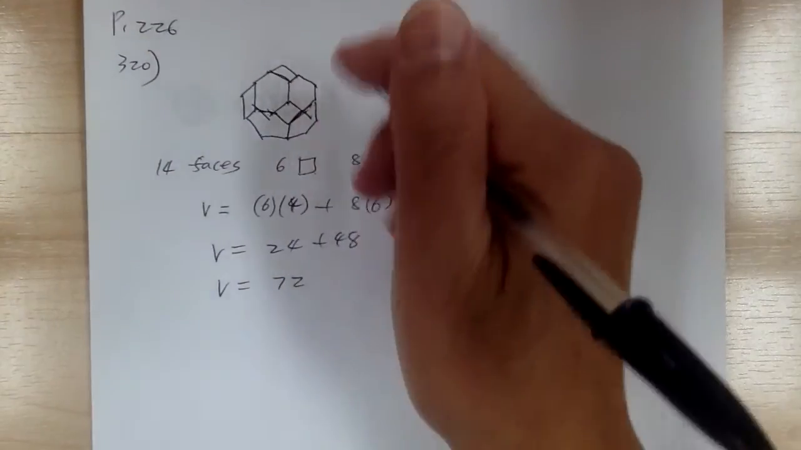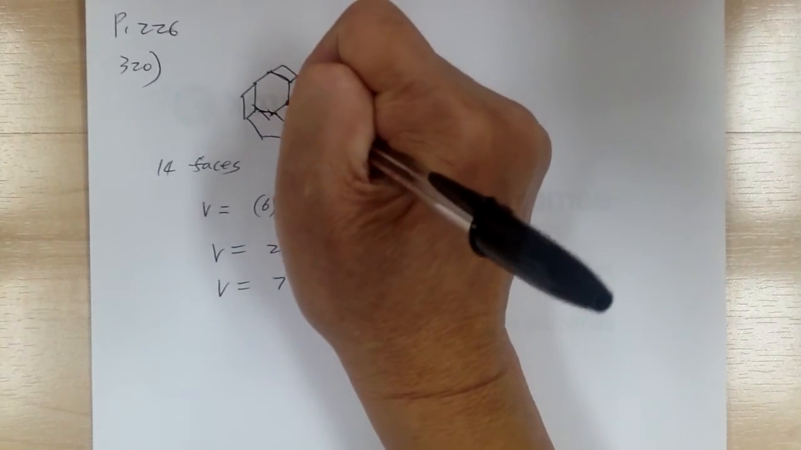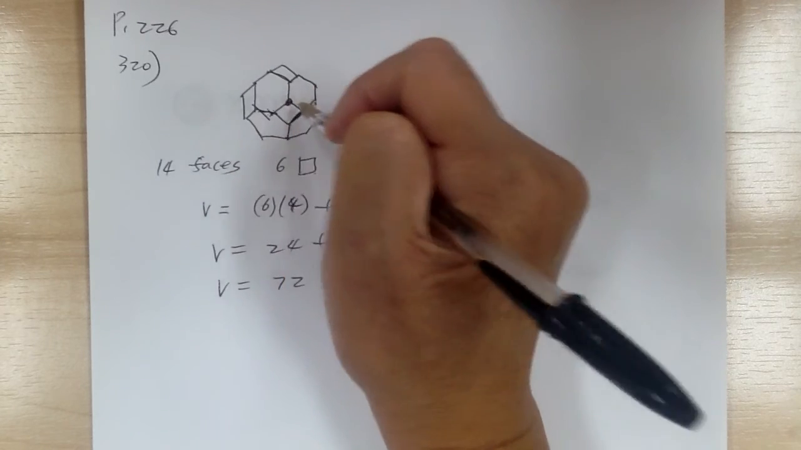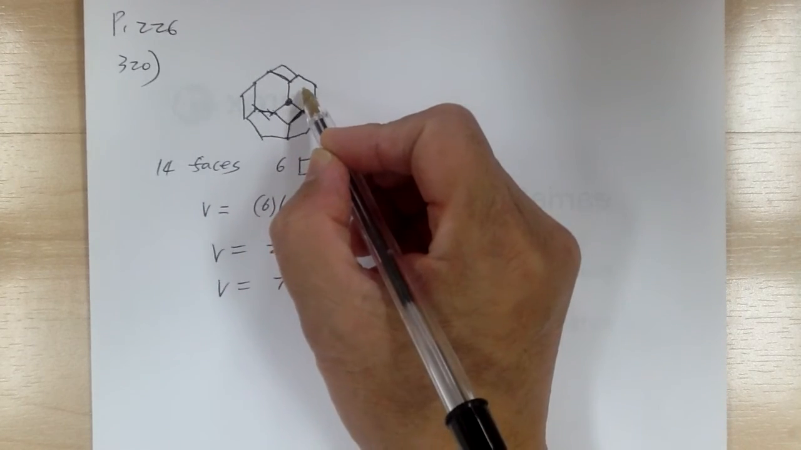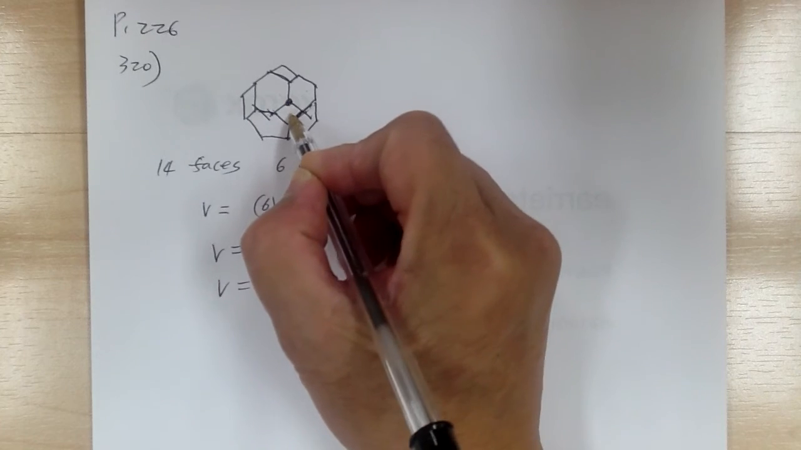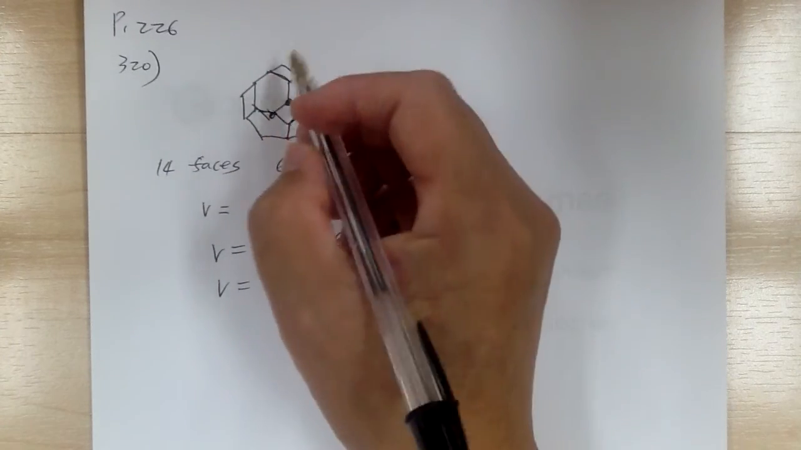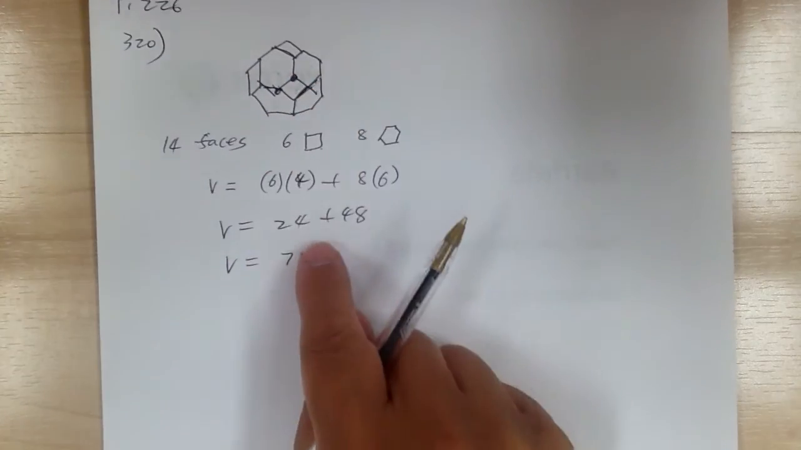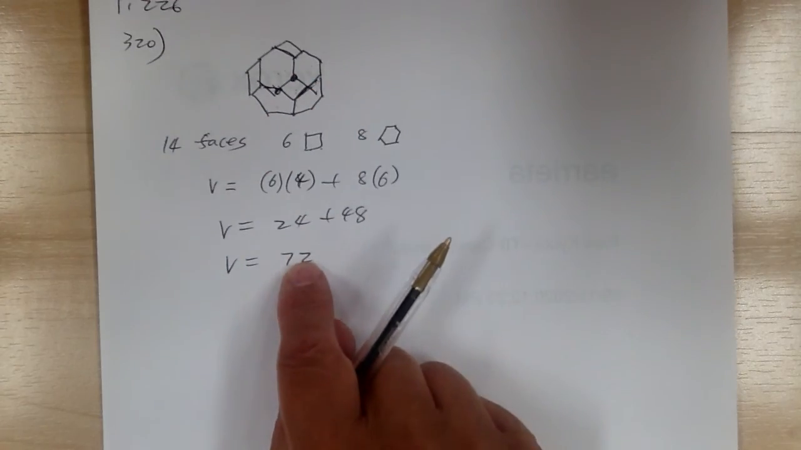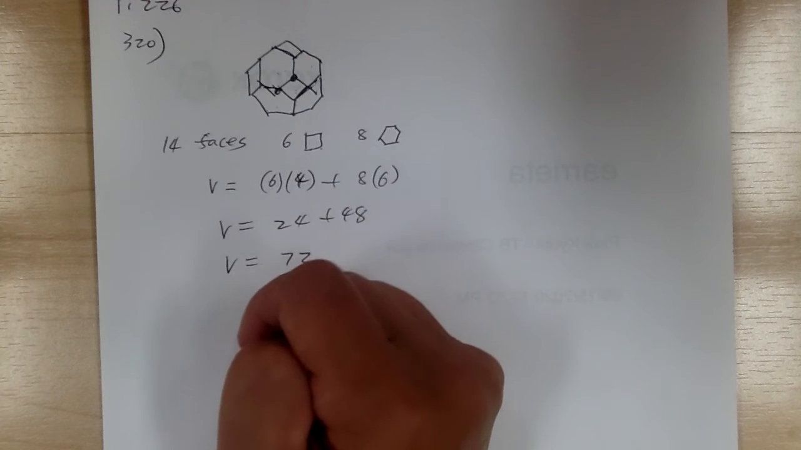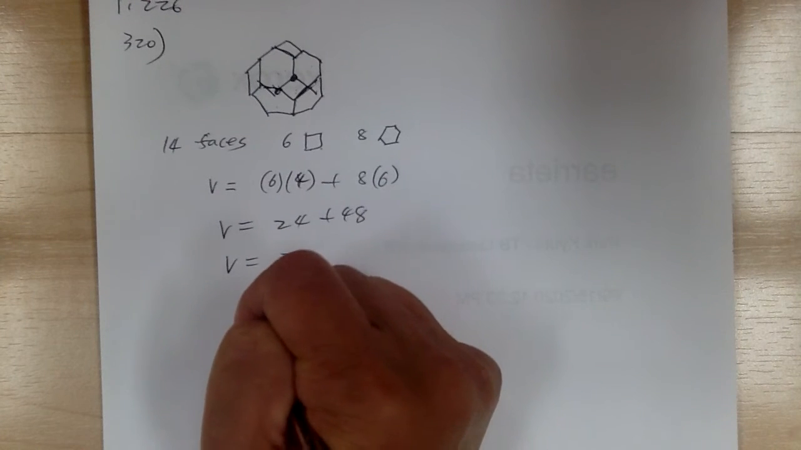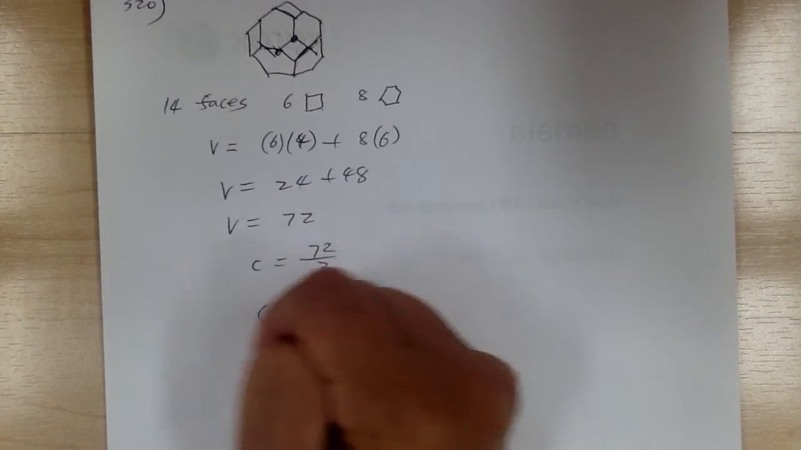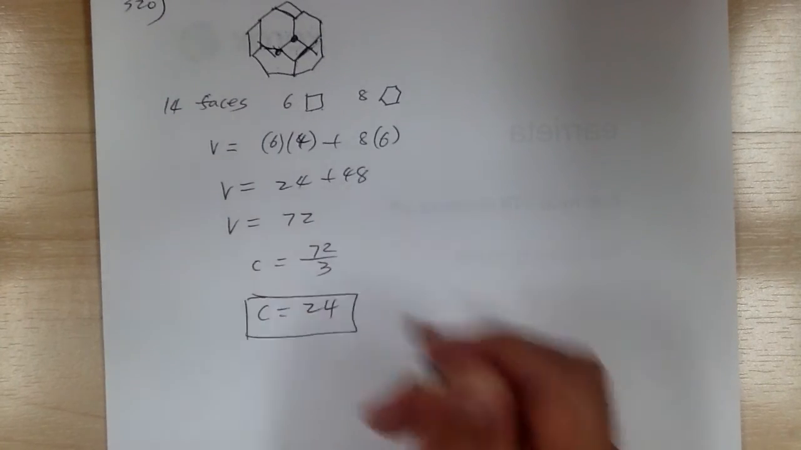But now, if you look at the shape, look at every corner. Every corner is counted 3 times. Like this corner is counted by this hexagon and this square. This corner is counted by this hexagon and this square. So every corner is counted 3 times, which means you have to divide this by 3. So the corners, I'm going to call it C, will equal 72 divided by 3. So C will equal 24. So there will be 24 corners.